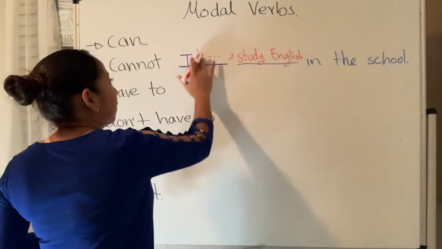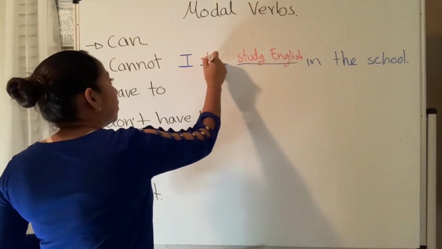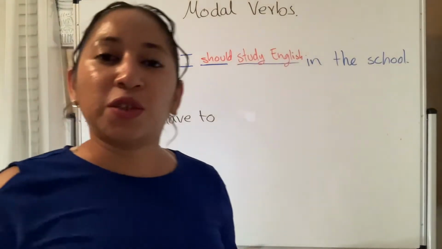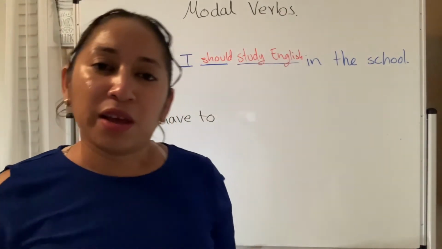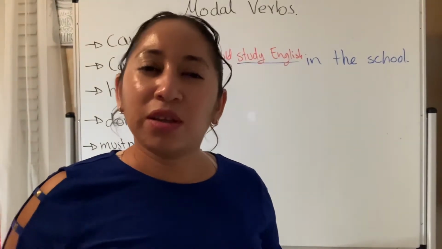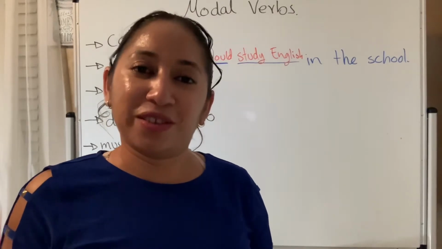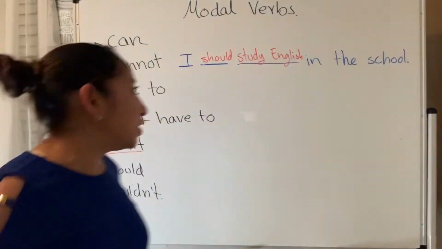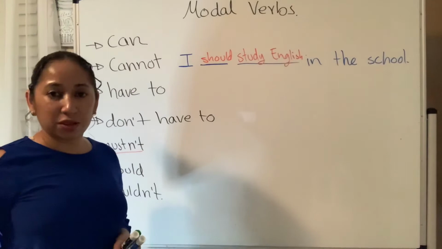If you say the modal verb, for example, should, I should study English in the school. This is an advice. Or may I say, for example, I should study German in the school. Yeah, we have Cele. So I should study German in Cele. In this case, should is not an obligation. It's not something necessary, it's just an advice.